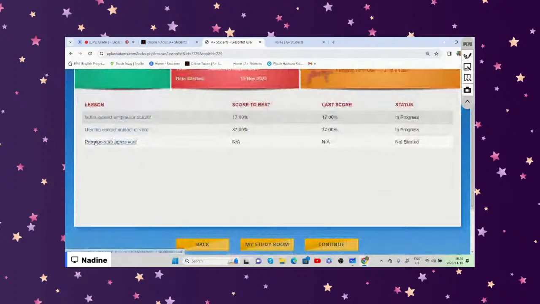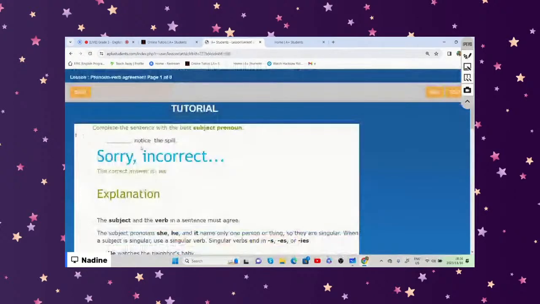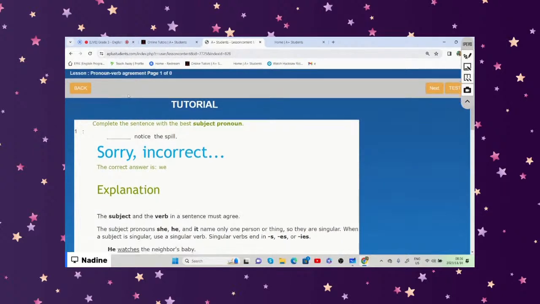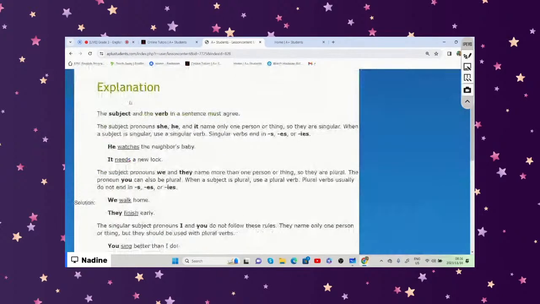So now we're going to pronoun verb agreement. Pronoun verb agreement. The subject and the verb in a sentence must agree. So the subject and the verb must agree with one another.